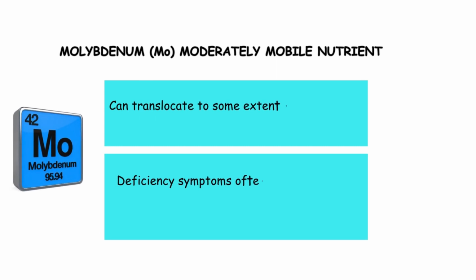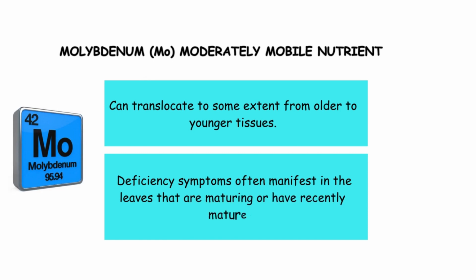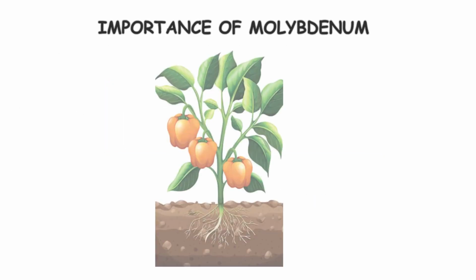The next micronutrient is molybdenum. This is usually abbreviated as Mo, and this is a moderately mobile nutrient. It can translocate to some extent from older to the younger tissues, and therefore deficiency symptoms always manifest in the leaves that are maturing or have recently matured.